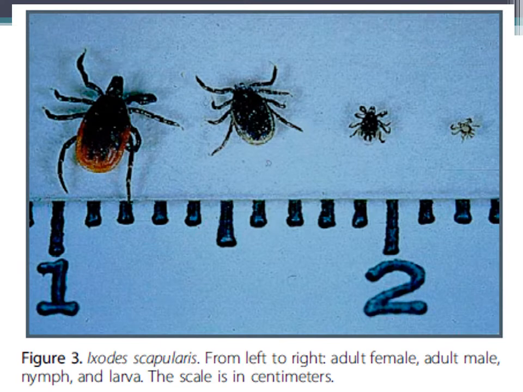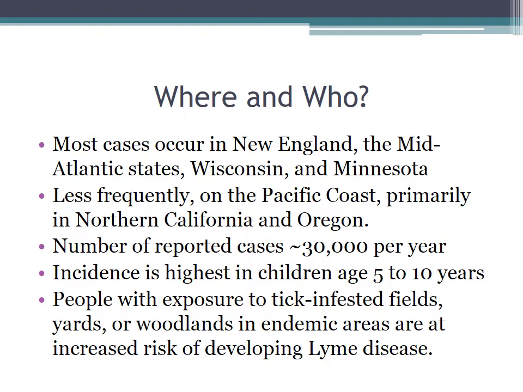Here we have a picture of the enemy. The scale is in centimeters, and we see from left to right the adult female, the adult male, the nymph, and the larva. Now, looking at the typical zones of infection, it's important to know that most cases occur in New England, the Mid-Atlantic states, Wisconsin, and Minnesota. However, less frequently, you can see it on the Pacific coast, Northern California, and Oregon.